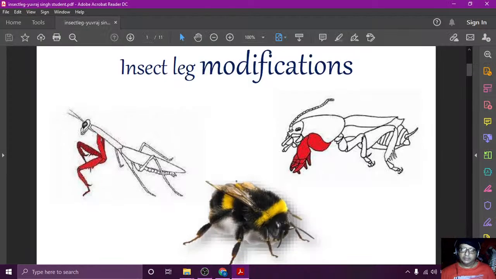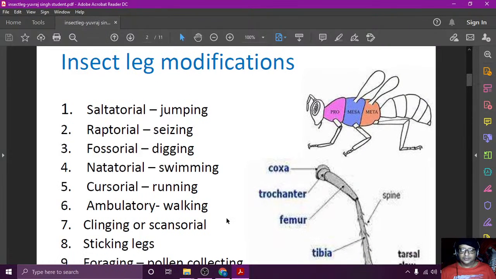I will be talking about insect leg modifications: how the legs of insects undergo modifications and what the functions of these legs are. As you can see, this is a praying mantis, this is a type of bee, this is another type of insect, and you can see that the legs are pretty different. They have different types of function. The basic structure of the leg remains the same, but what changes is the function, and there are certain modifications. So let us go to the next.